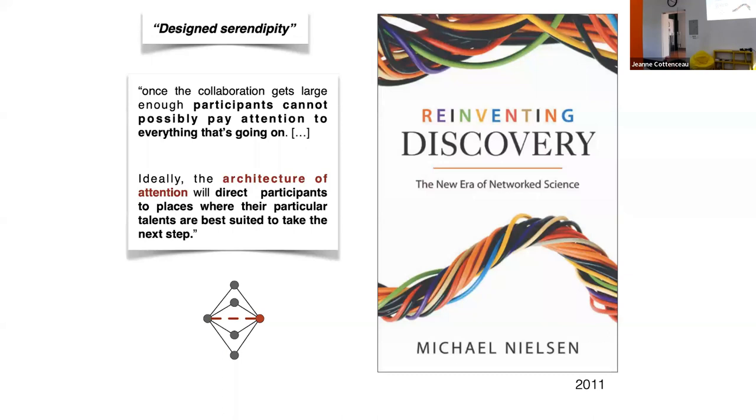And all that was, in a way, for me, intellectually stimulated by the reading of this book, which I highly recommend if you're interested in those topics, from Michael Nielsen, called Reinventing Discovery, where he described attempts in mathematics and in astrophysics and in many different fields to have large-scale citizen science possible. And so he explains what is this new era where science is very, very networked, where you have people in academia, but also a lot of people outside of academia. And he describes the fact that you need an architecture of attention.